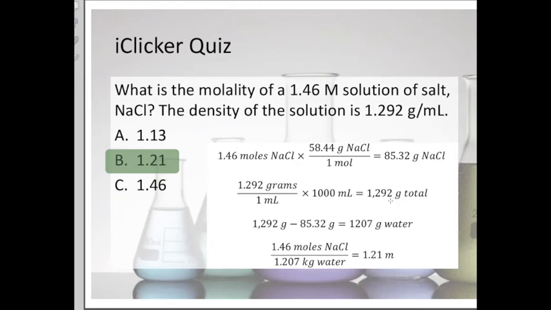And now we know we have 1,292 total grams, but what we need is the mass of just the water, because remember, molality is divided by the kilograms of the solvent. So we subtract these two, and we'll end up with 1,207 grams of water. Turning that into kilograms, we calculate our molality, 1.21 molal.